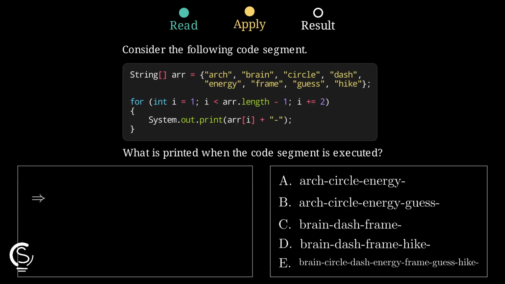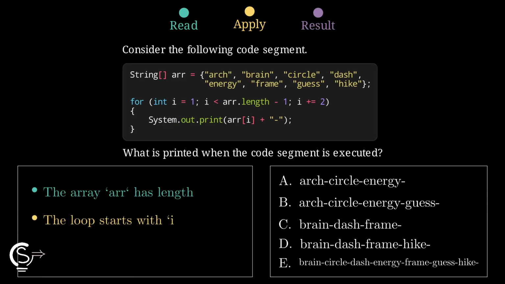We increment the index by 2 each time. After printing brain at index 1, we jump to index 3 to print dash, then move to index 5 to print the word frame. Adding 2 again brings the index to 7. Since 7 is not less than 7, the loop ends. That makes option C our final winner.